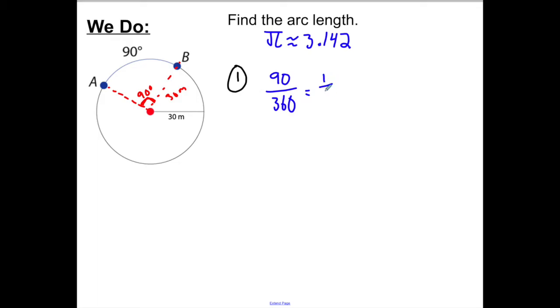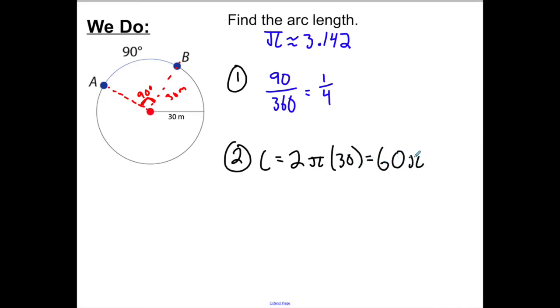It's equal to a quarter, or 0.25. Because the angle represents a quarter of the total circle, this arc is going to represent a quarter of the total circumference. So let's find the circumference. The circumference is equal to 2 times pi times r, which is 30. So it's equal to 60 pi meters.